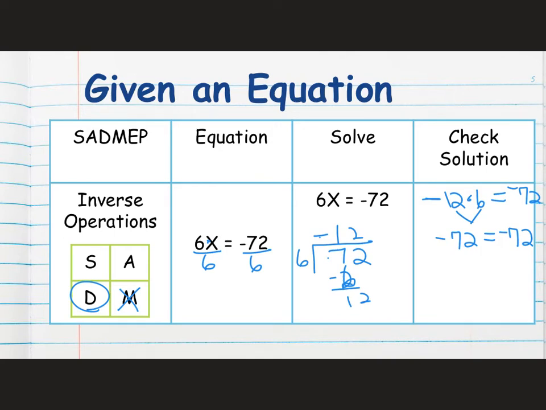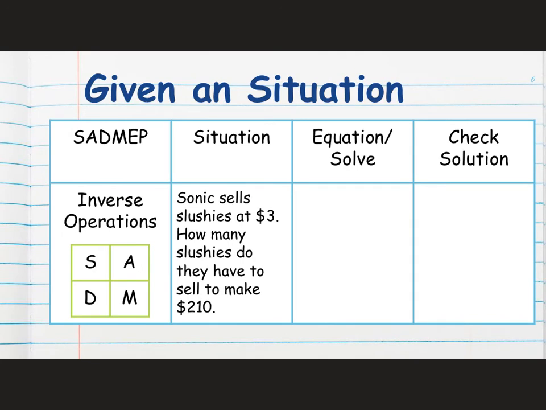So solving one-step equations, one operation, multiplying or dividing. So here we go. If I'm given a situation, Sonic sells slushies at $3 each. How many slushies do they have to sell in order to make $210? Well, I know they're selling the slushies at $3 each, and I have to figure out how many slushies, right? There's my slushies at $3 each. How many did I actually have to sell in order to make $210?